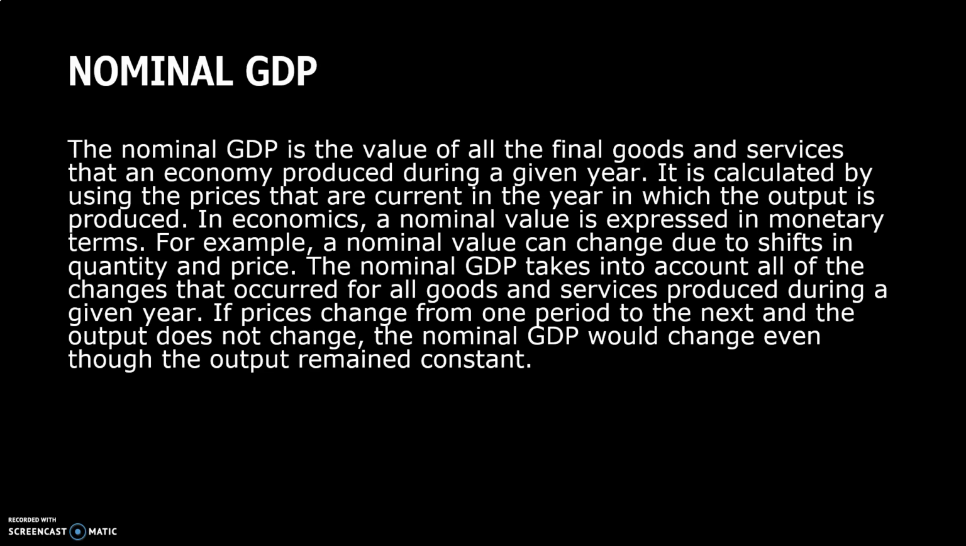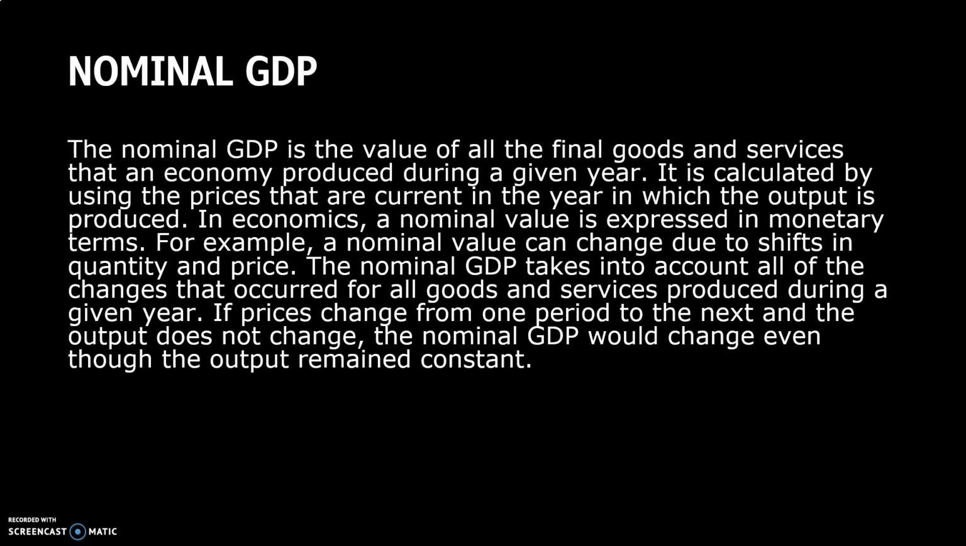So for example, we might be looking at GDP in the year 2019 and the country is producing water bottles. And the price of water bottles in 2019, the year that the water bottles are produced, is $10 and the country produces 10 water bottles. We would have calculated the GDP in 2019 as $10 times 10 water bottles, that would have been $100 for GDP.